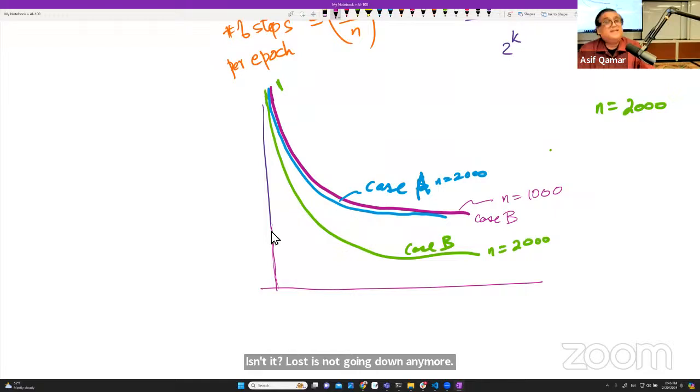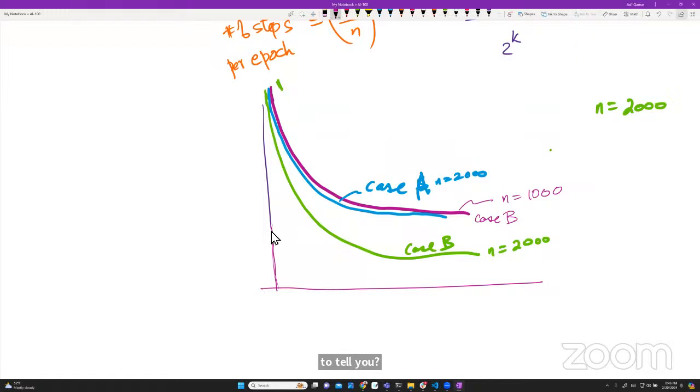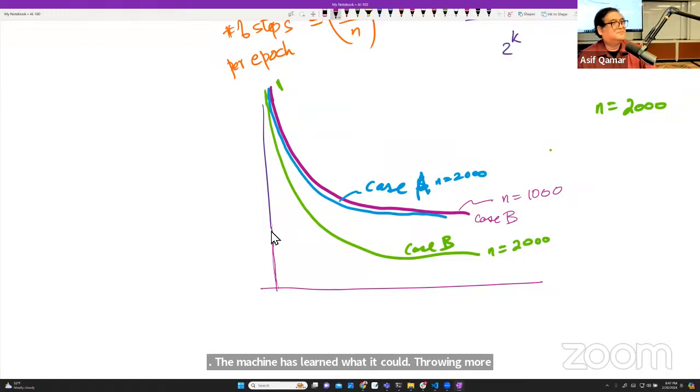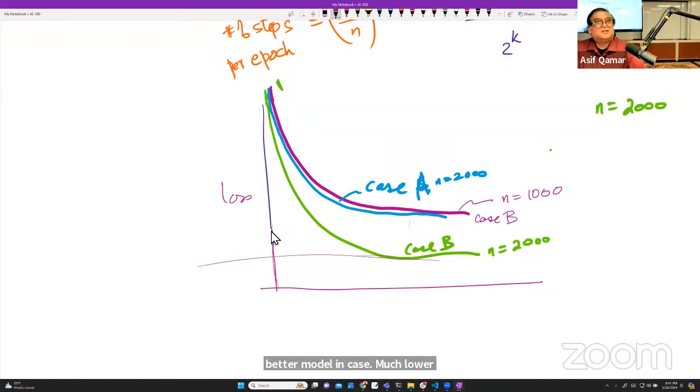Now, if you encounter case A, what is it telling you? Going from 1000 data points to 2000 data points in training, what is case A trying to tell you? It's telling you that the function gives an equivalent result regardless of the size of your training data. That's right. The machine has learned what it could. Throwing more data is not going to help you anymore, right? On the other hand, what is case B trying to tell you? Look at the loss. You have a significantly better model in case B. Much lower loss, isn't it? Asymptotic loss. So what is case B trying to tell you? Better data set. So you better go and now do one more.